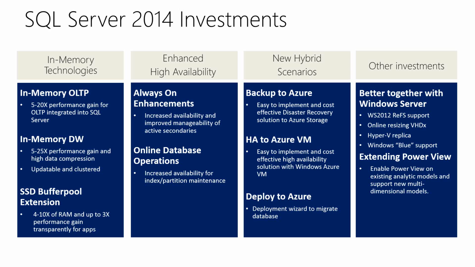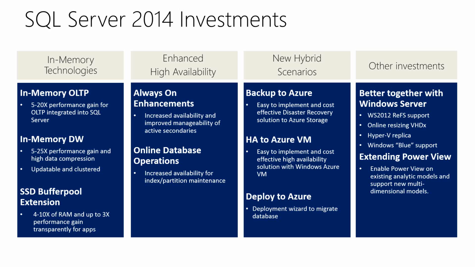HA to Azure VM, so we give you the ability to set up an availability group where one of the replicas is running in an Azure VM. So even if your whole data center goes down, you've got a replica that's still up and running in our data center. Deployment to Azure, we've made that simple. There's just a wizard you click through and deploy your replica up to Azure that runs the whole process through from creating your VM all the way through to getting it joined into your availability group.